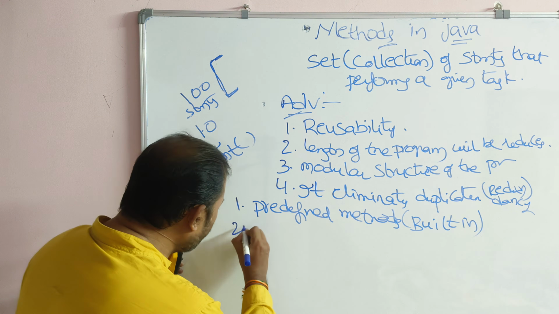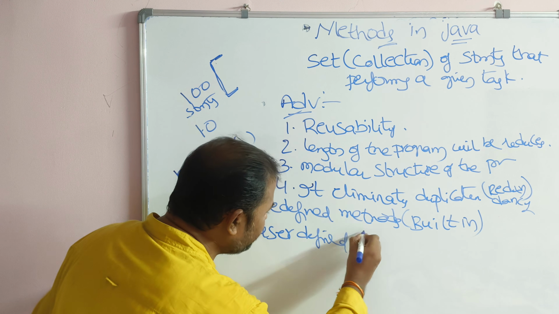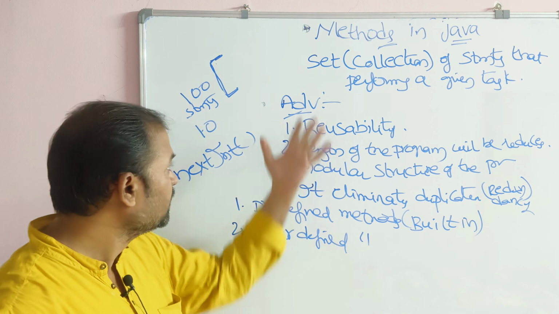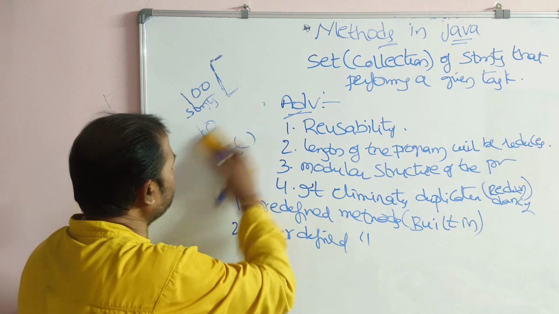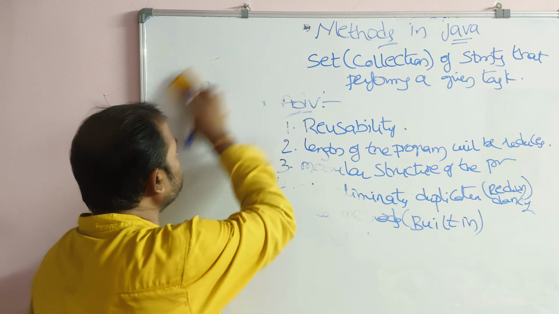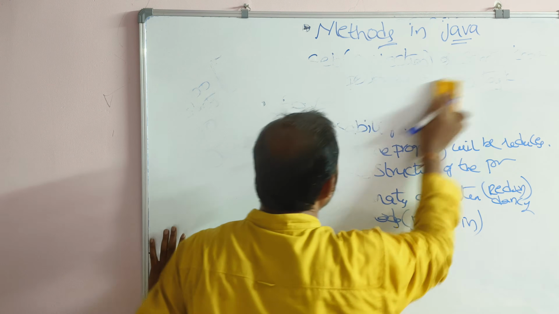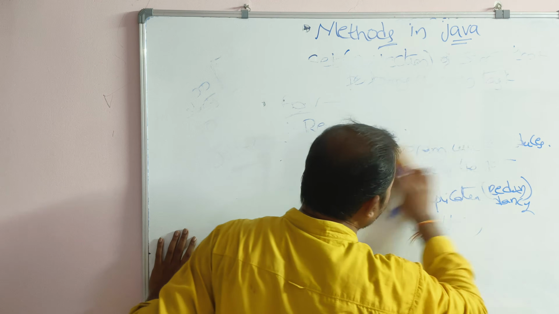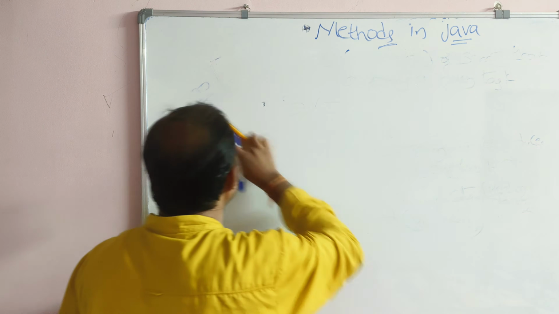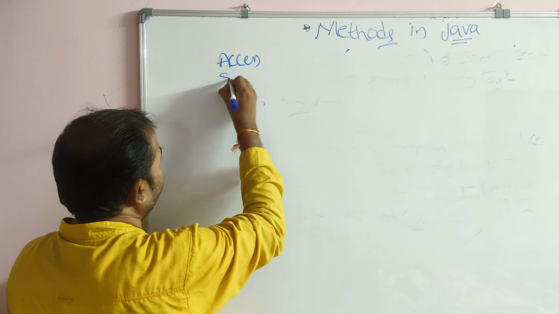And the second type of method is user-defined methods. User-defined methods means the methods which are defined by the user. Now let's see a simple program. First let's see the syntax for defining a user-defined method, and then we will see a simple program to demonstrate the user-defined method. The syntax for defining a user-defined method is, first we have to specify the access specifier.